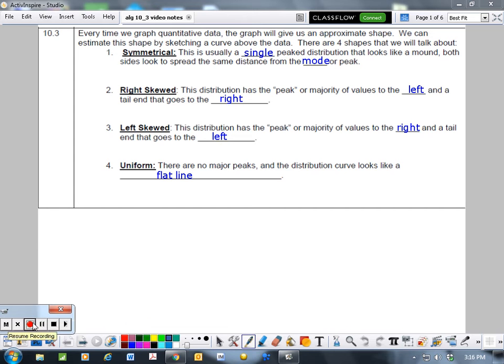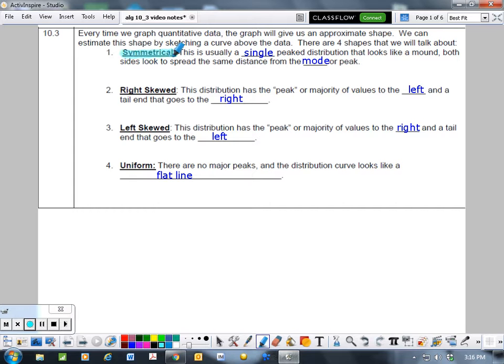Okay, the next thing we're going to talk about is what happens after we graph our data. We can actually describe what's going on with our graph by describing the shape of the graph. So we have some key terms we use to describe the shape of a graph. Our first one is symmetrical.